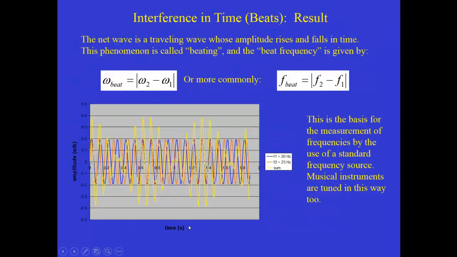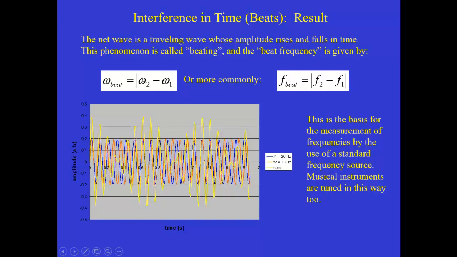So let's just summarize this. The net wave is a traveling wave whose amplitude rises and falls in time, and we call this phenomenon beats or beating. The beat frequency is given by simply the absolute value of the difference in the two frequencies, because it doesn't really matter which one's higher and which one's lower. It's the difference that counts.